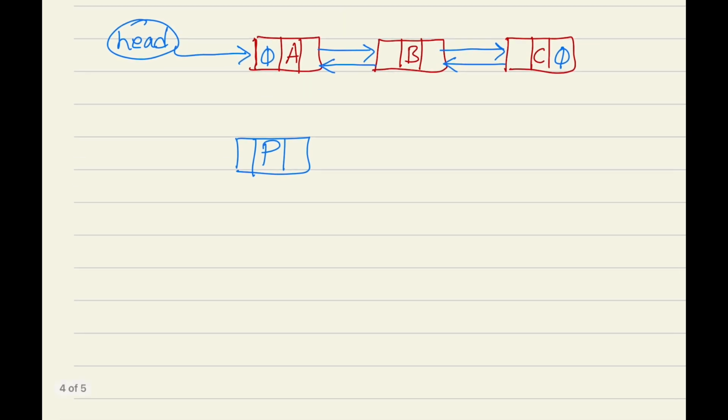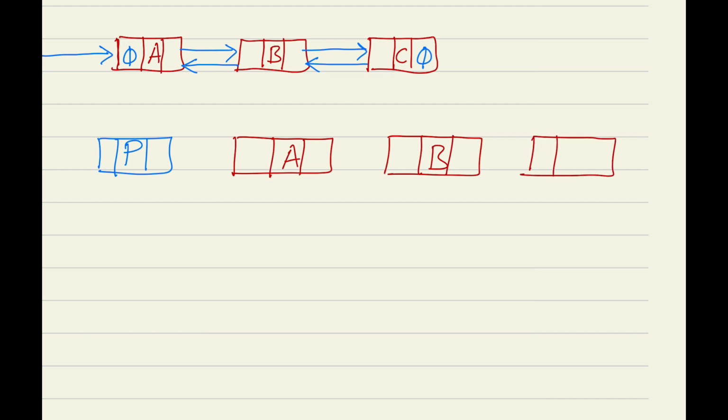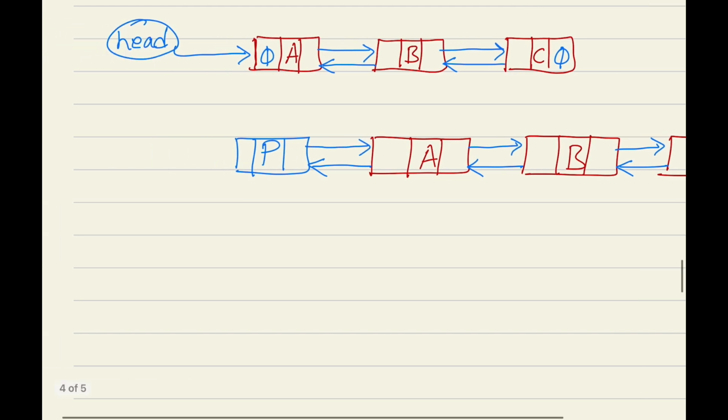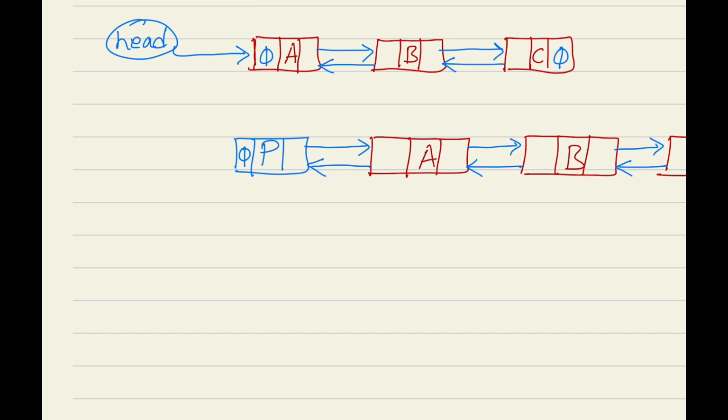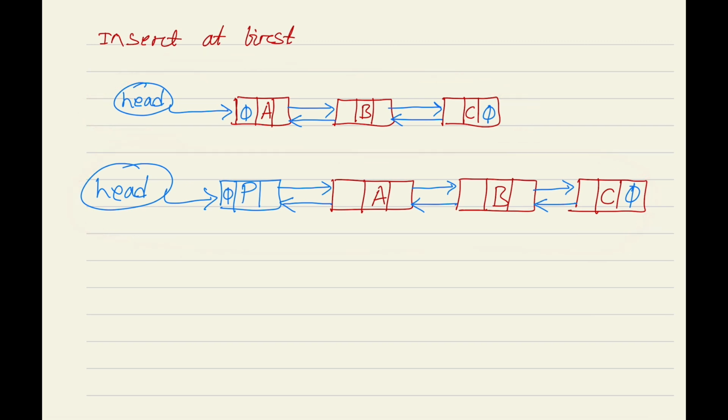So, the structure becomes like this. Here you can observe, P is there, and assume this is A, this is B, this is C. So, the next of C is null, the next of A is B, next of B is C, the previous of C is B, previous of B is A, and the previous of A is P, the next of P is A, and the previous of P is null, and now head is going to refer to P. So, this is the initial condition, and this is the pictorial representation when we insert the node P at the beginning. I hope the pictorial representation is clear.